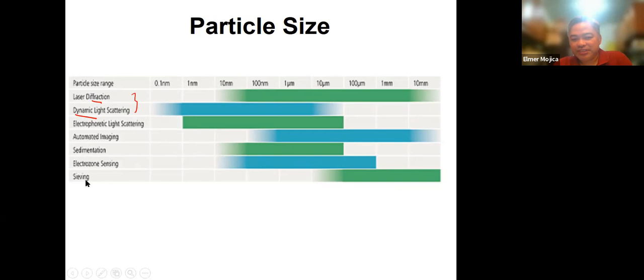And sieving, are you familiar with sieving? That's what you do when you sift. So it would be at a much higher, we could say, longer particle size.